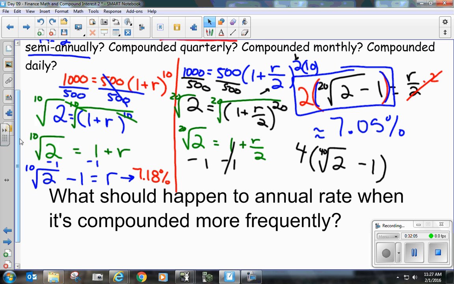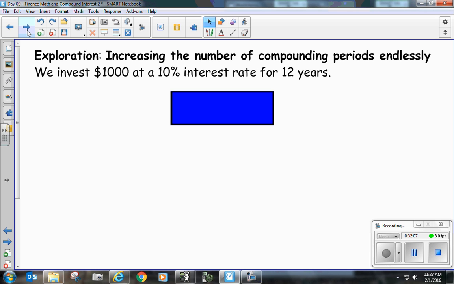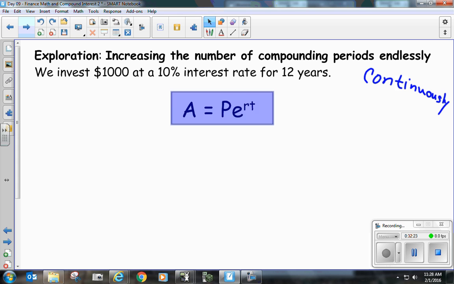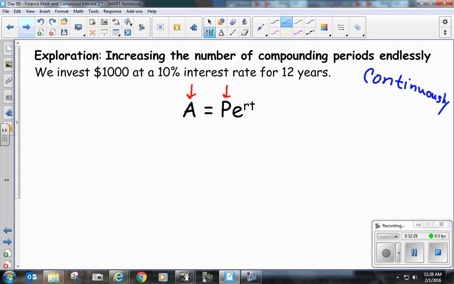Okay? Now, what if it doesn't say compounded once a year, or twice a year, or what if it says compounded endlessly? Or they might say compounded continuously. You know what you use? This is the easiest one of them all. 8%. That's your final amount. Principal. This is the E in the calculator. It's not a number that's going to be given to you in the problem. 2.718. This is your rate. That's your time. 8%. That's it.